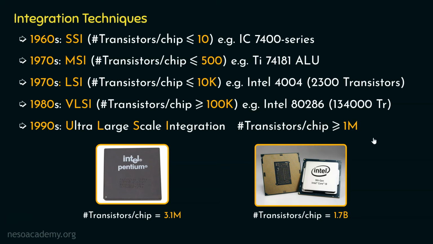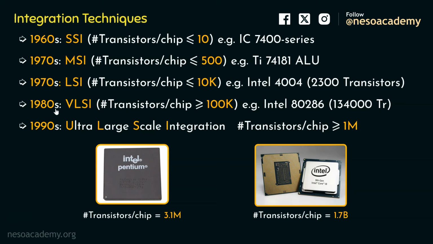So to summarize, in the 1960s, the integration technique was named small-scale integration or SSI. The number of transistors per chip in this case is less than 10. In the late 1960s and early 1970s, the MSI integration technique emerged. In this integration, the number of transistors per chip is less than 500, however, more than 10. Then in the 1970s, with the advent of Intel's 4004 microprocessor, LSI, that is large-scale integration, emerged. In this case, the number of transistors per chip was more than 500, however, less than or equal to 10,000. Intel 4004 included 2300 transistors on a microprocessor.